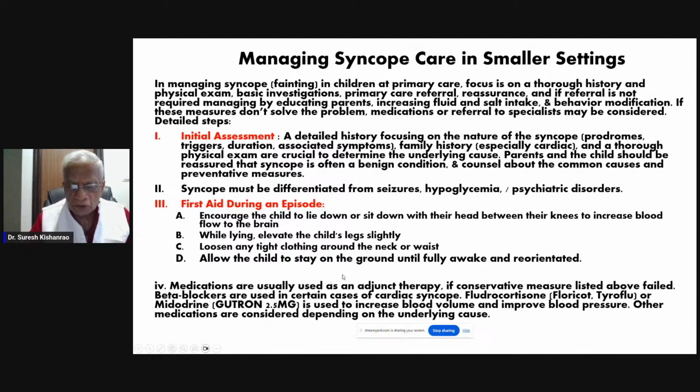Medications are rarely required. If required, they are required as a consecutive adjunct therapy only when the above things fail. So, if you have to use, it is fludrocortisone, Floricort or Tyroflu, or midodrine 2.5 mg, used to increase the blood volume and improve the blood pressure. Other medication may be considered only depending upon underlying cause.